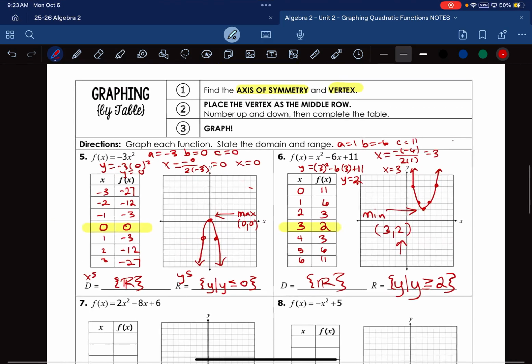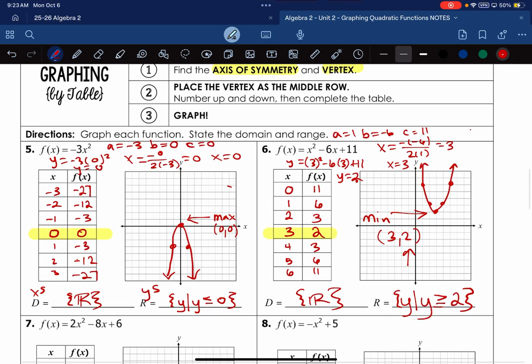Okay, any questions about the process of finding our axis of symmetry, using that value to plug it in? Can you use Desmos? Yes. Does that help you get all the points on the table? Not necessarily. You can try to pull up a table, but I haven't Googled how to do that yet, so I haven't shown you guys that.